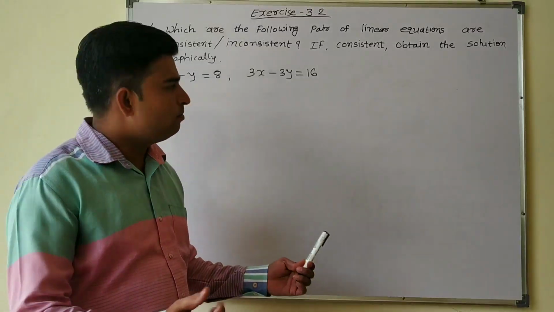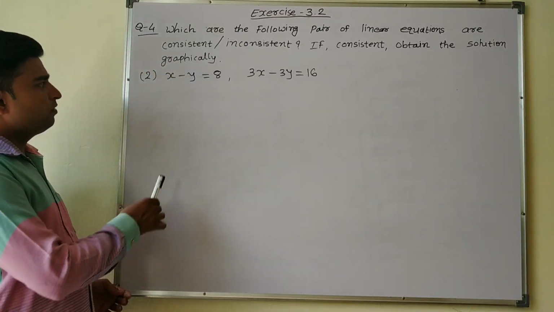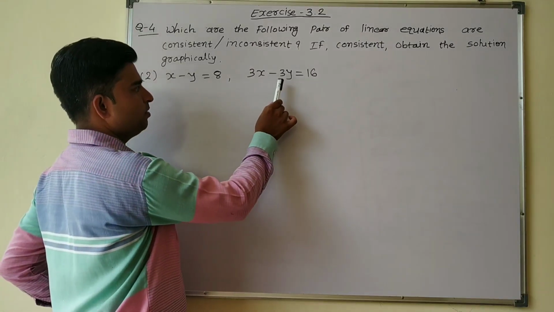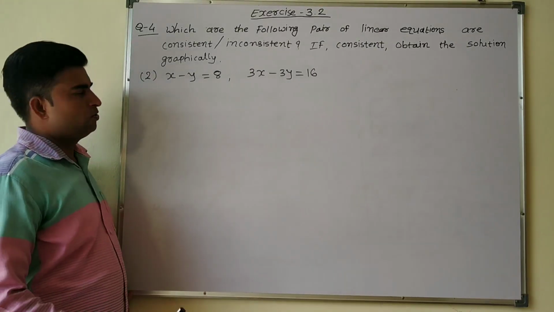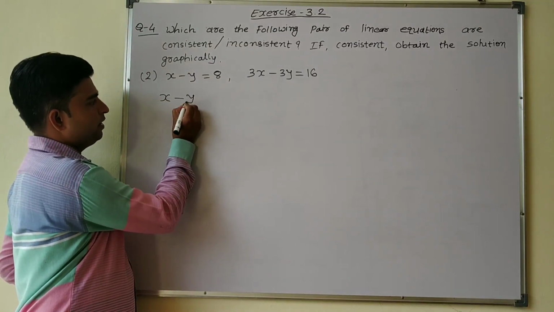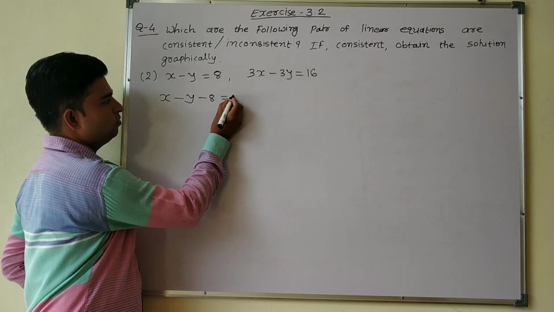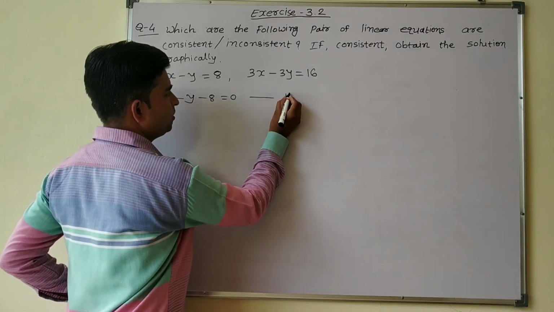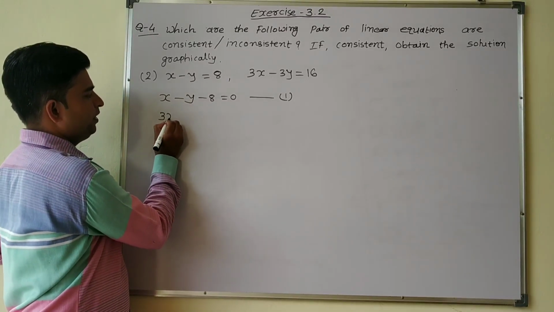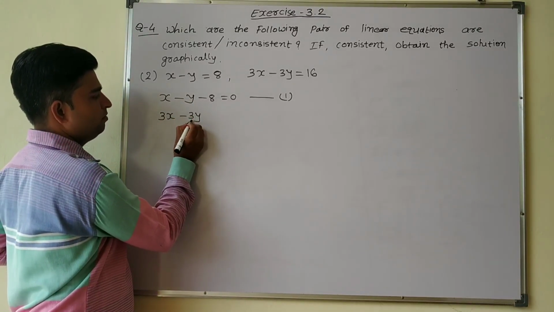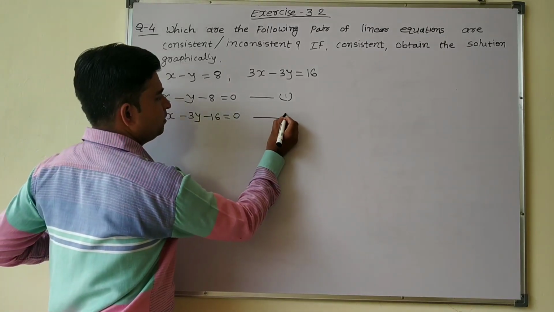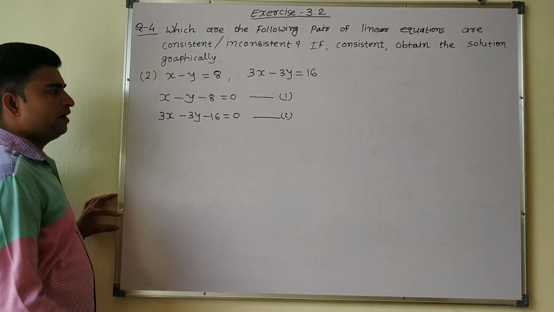Now let's see the second question. The first equation is x minus y is equal to 8 and the second equation is 3x minus 3y is equal to 16. So first we convert into standard form. So x minus y minus 8 is equal to 0. That is the first equation. And the second equation becomes 3x minus 3y minus 16 is equal to 0. Now we have to find the ratios.